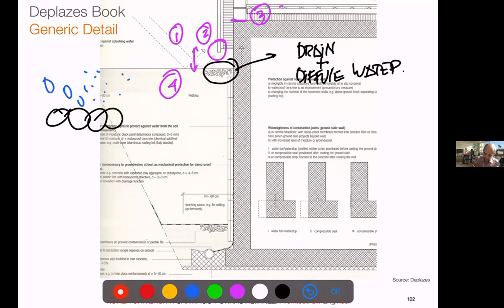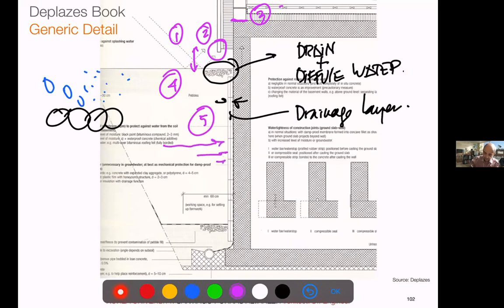Then 5 is this drainage layer. So the water that happens in the ground, instead of pushing and making pressure on the wall, has an empty void from which it falls and is collected. Of course, we will usually have a waterproof layer.